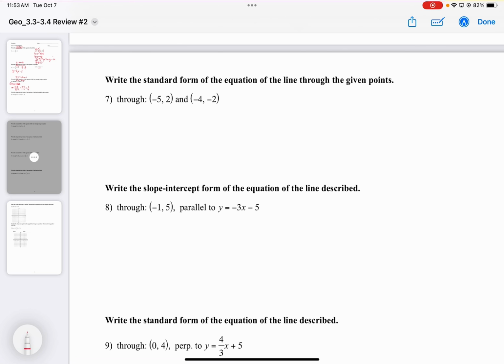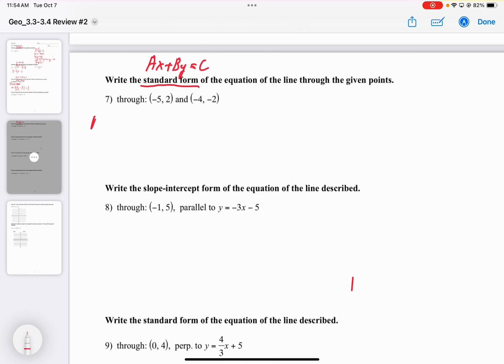All right. Write the standard form of the equation of the line through the given points. Oh, standard form this time. Okay, so I'm going to underline this and say ax plus by is equal to c. All right. What should we start by doing? They give me 2 points, so I got to find my slope.